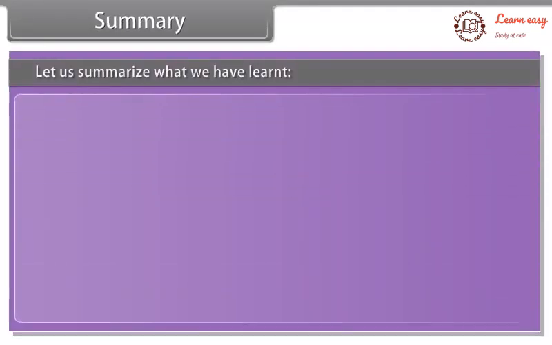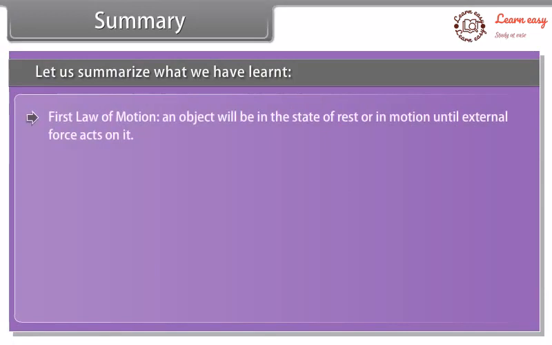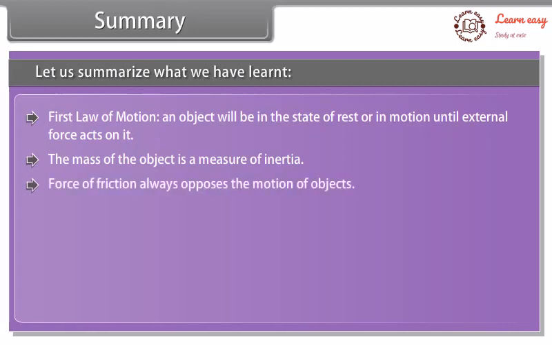Summary. Let us summarize what we have learned. First law of motion. An object will remain in the state of rest or of motion until an external force acts on it. The mass of the object is a measure of inertia.